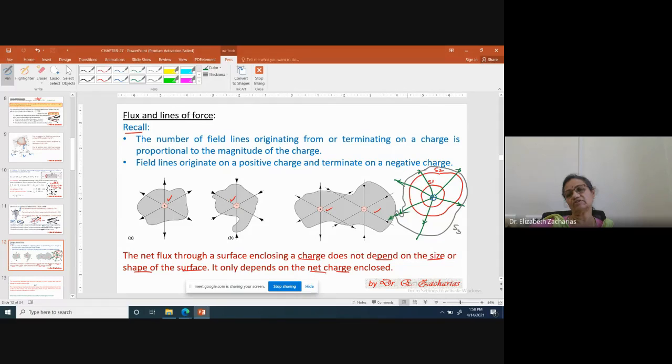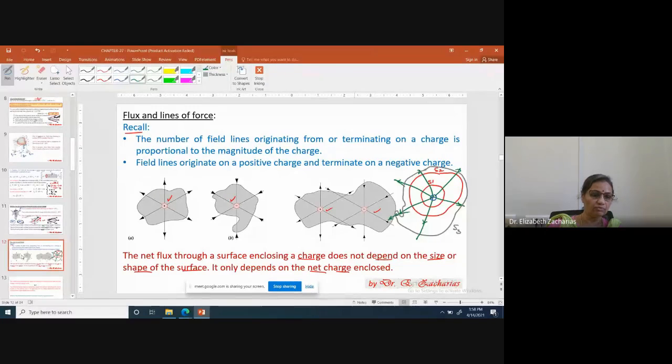And then you see the number of lines emerging, it is 6. So you conclude that the net flux does not depend on the shape or size of the surface enclosing, it just depends on the magnitude of the charge inside. Because after all, you know that the number of field lines starting or ending on a charge depends on the magnitude of the charge.